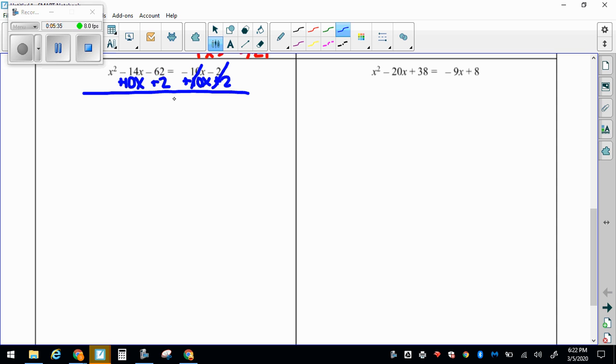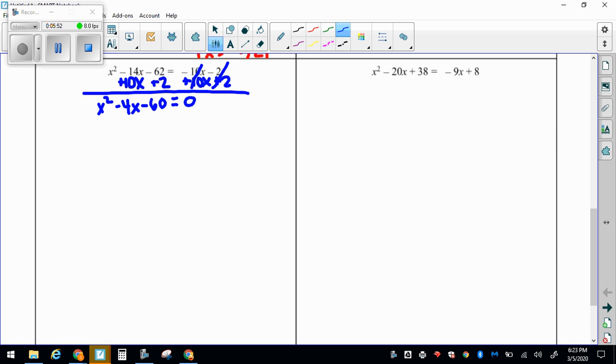So everything over here canceled. Now it equals 0. That's good. X squared comes down because nothing was in front of that. Negative 14 plus 10 makes negative 4x. Negative 62 plus 2 makes negative 60.